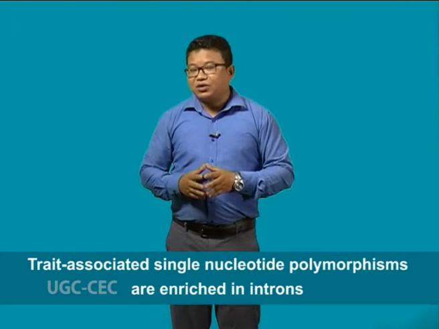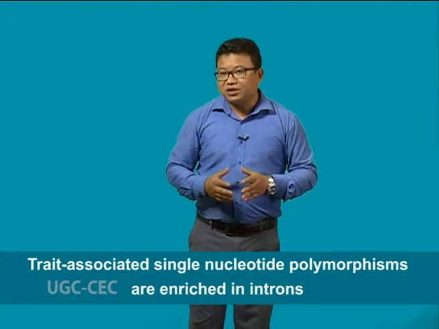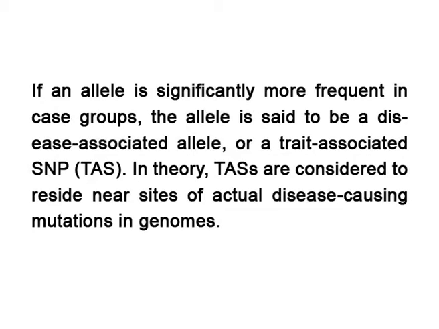Threat-associated single nucleotide polymorphisms are also enriched in introns. Genome-wide association studies compare the allele frequencies of case groups, that is disease groups, and control groups, that is the normal groups of study participants, to identify the single nucleotide polymorphisms that are significantly more enriched in case groups than control groups. If an allele is significantly more frequent in case groups, the allele is said to be a disease-associated allele, or a threat-associated single nucleotide polymorphism, referred to as TAS.